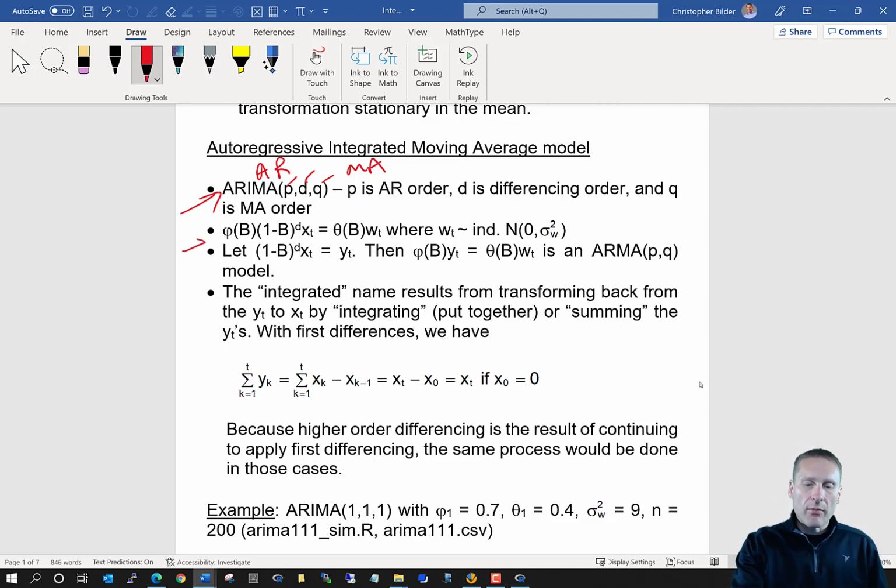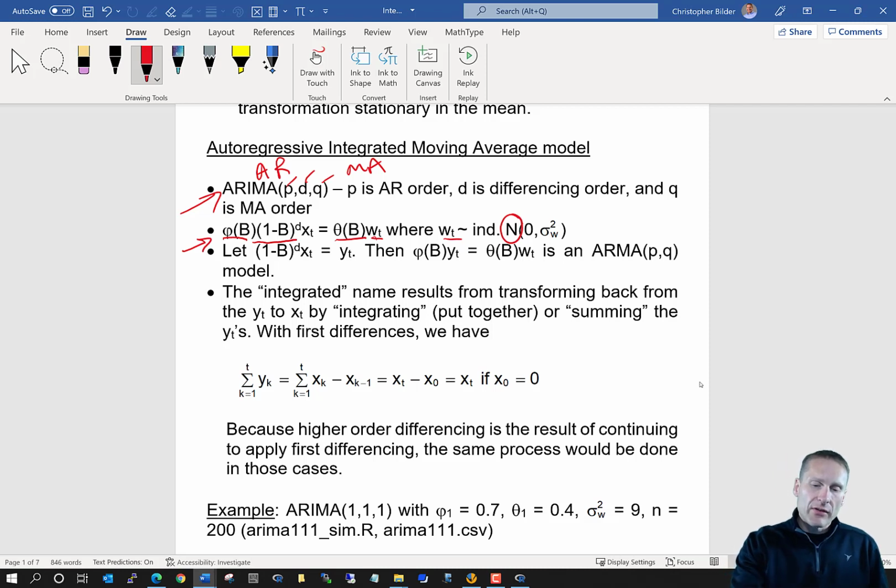Here's then what our full model looks like. I have my AR operator. I have the level of differencing in there, all that times x of t. Then I have the MA operator times w of t. w of t is assumed to be independent with mean 0, variance sigma squared w. Eventually, once we start estimating these parameters in our model, we will also assume normality.